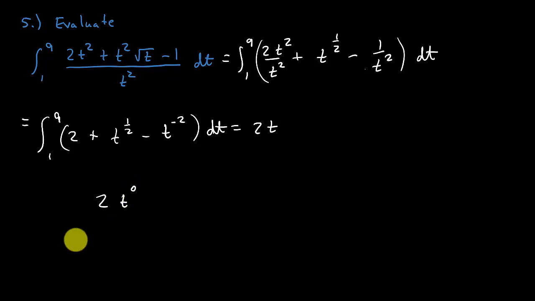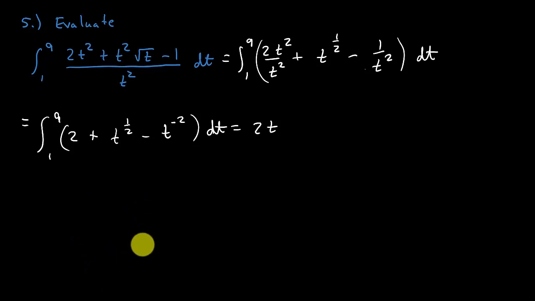And so what do we do here? We add 1 to the exponent. So let's write our 2 down. We add 1 to the exponent, so that's t to the first power. And then remember, you multiply by the reciprocal of your new exponent. So the reciprocal of 1 is 1 over 1, and so 2 times 1 is 2, and t to the first, so there's your 2t. Okay, so that's how that works out.